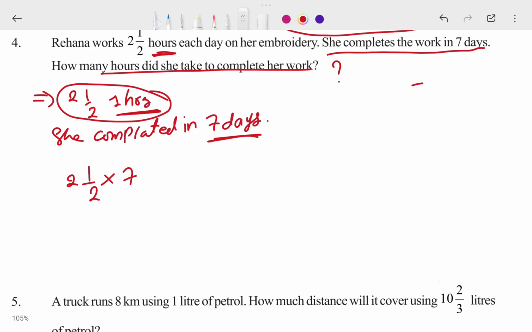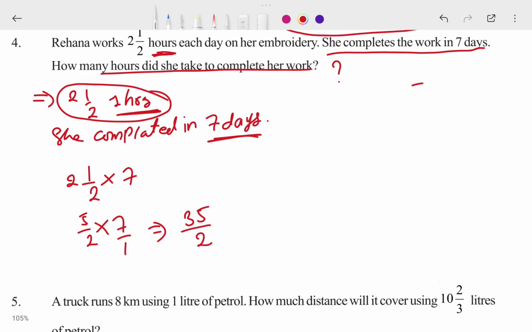Now let's convert this into 5/2 cross 7. If there is nothing, it is always 1, so crisscross is not possible, and up and down is not possible, so we can multiply directly. So 5 7s are 35, and 2 into 1 is 2.